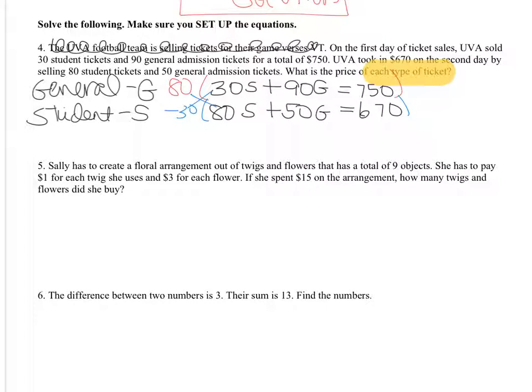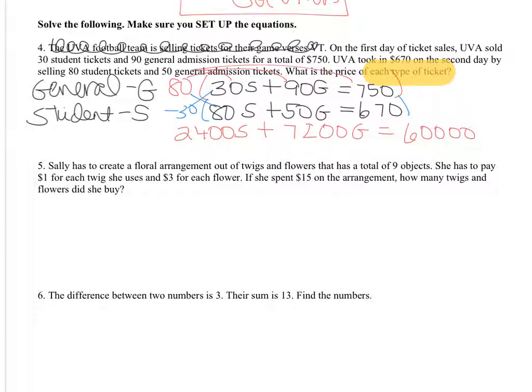So now I'm not going to cross multiply. I'm going to distribute all of these guys inside here. So 80 times 30 is 2400 S plus 90 times 80 is 7200 G equals 750 times 80, which is 60,000.